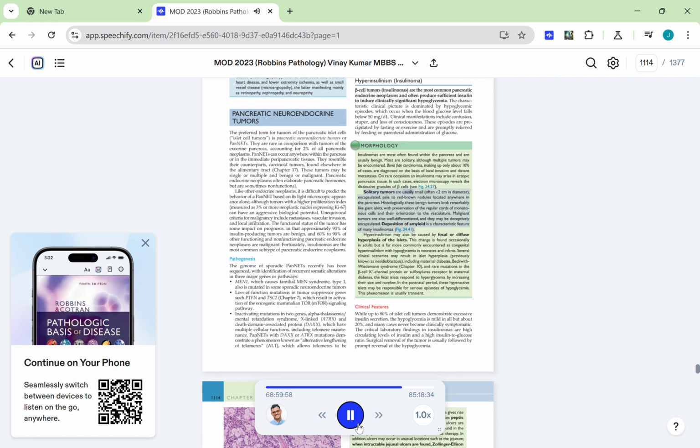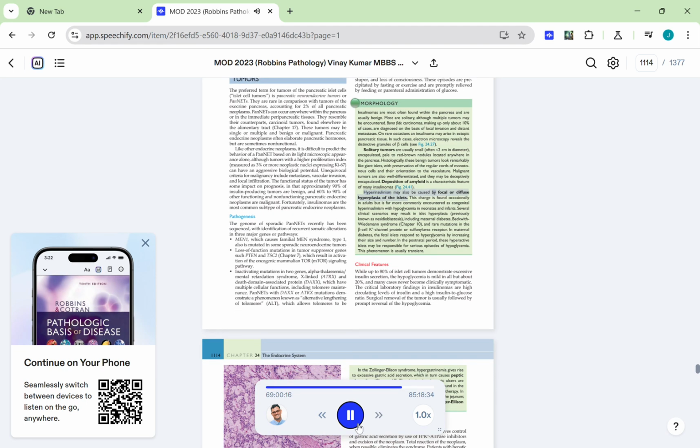Solitary tumors are usually small, encapsulated, pale to red-brown nodules located anywhere in the pancreas. Histologically, these benign tumors look remarkably like giant islets, with preservation of the regular cords of monotonous cells and their orientation to the vasculature. Malignant tumors are also well differentiated, and they may be deceptively encapsulated. Deposition of amyloid is a characteristic feature of many insulinomas.